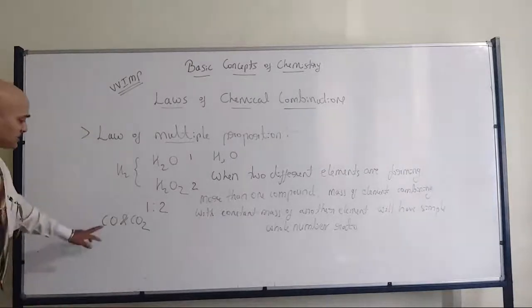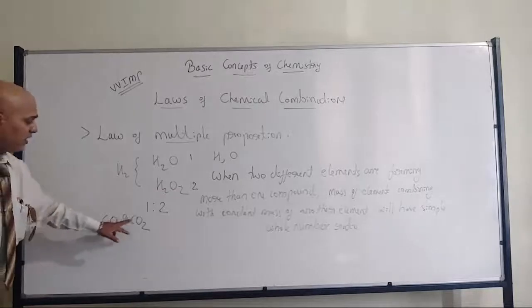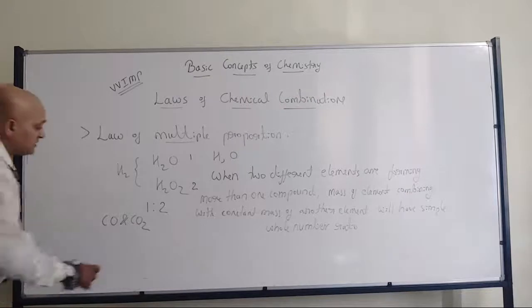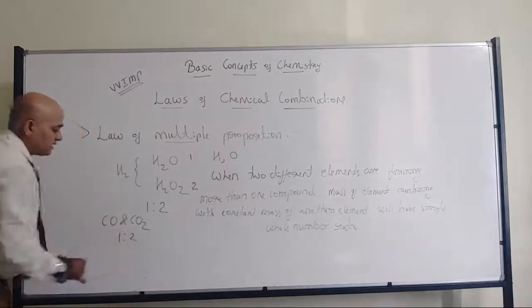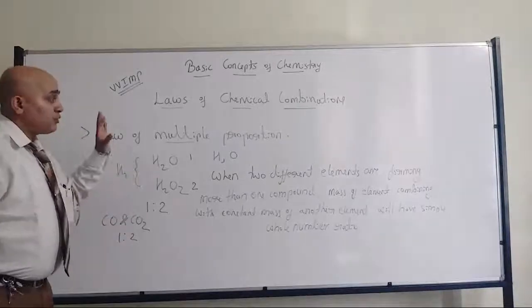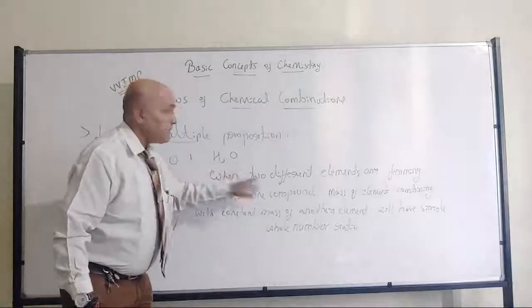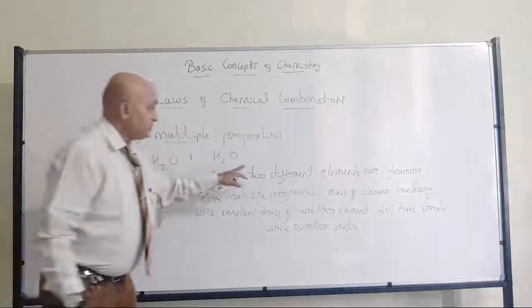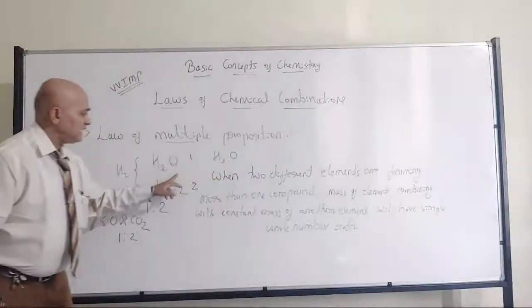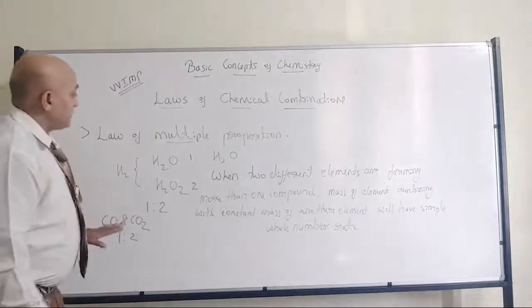Now, which is that constant mass? Carbon. Which is that variable? Oxygen. So that is 1 and 2 oxygen. So the ratio is 1:2. Right? So therefore, a very important point here is two different elements, not more than two. We should take two different elements. That means hydrogen and oxygen here, carbon and oxygen here. Right? So now I will repeat.